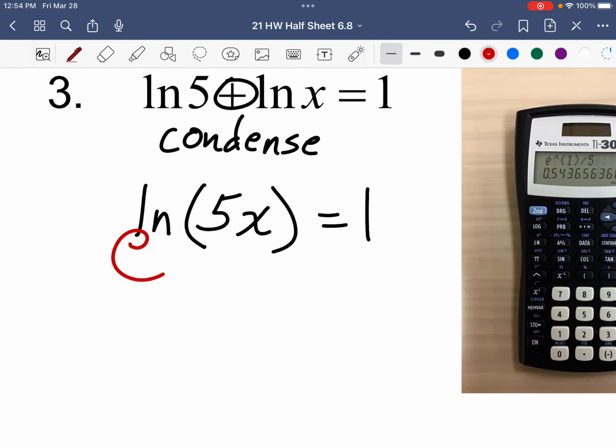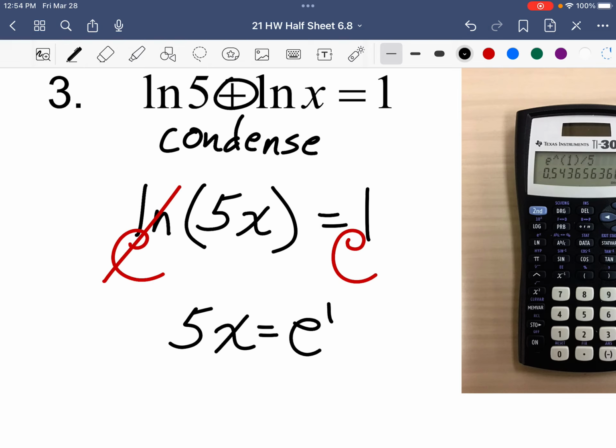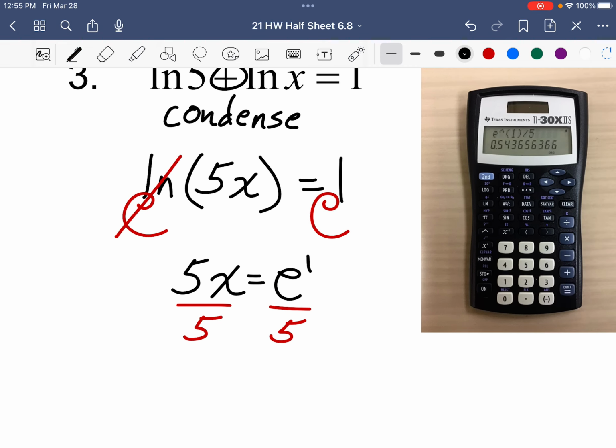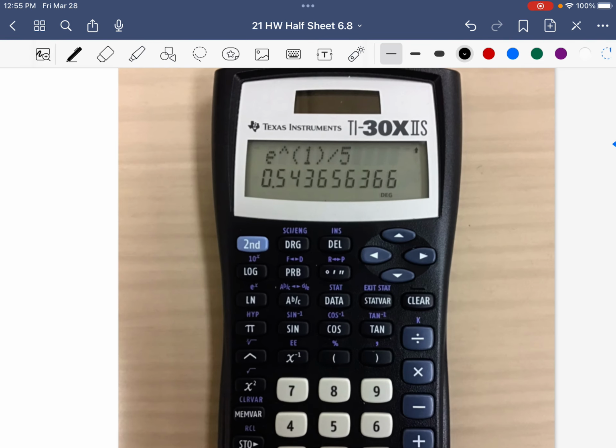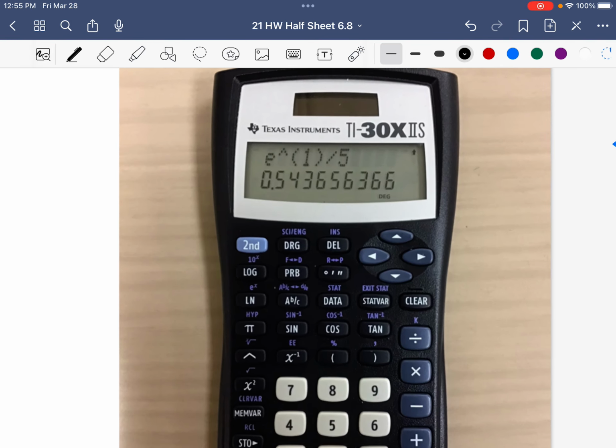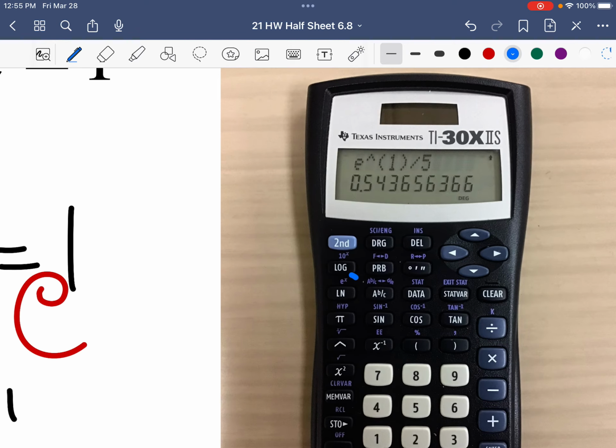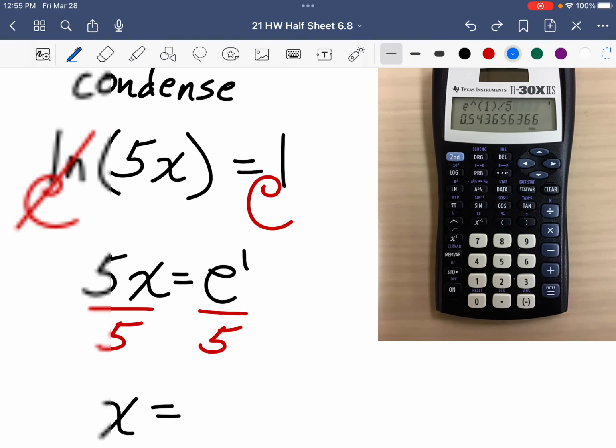Now you can base both sides with an e, because now you have just one log that cancels. That leaves us with just the 5x equals e to the 1st power. E to the 1st power, well, I can calculate that on my calculator, but I'm going to go ahead and actually finish the problem because we can also divide both sides by 5, kind of make it a little bit quicker. So I'm going to end up taking e to the 1st power divided by 5. Again, I'm using my E button, which is the second ln, and that comes out after you divide by 5 to be 0.54.